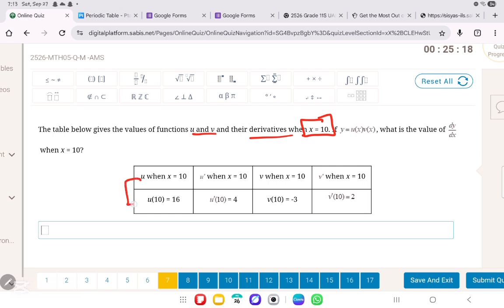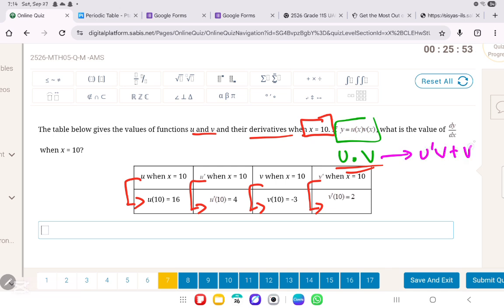When x is 10, u is 16. When x is 10, the derivative of u is 4. When x is 10, v is minus 3. When x is 10, the derivative of v is 2. Now they're telling us they want the derivative of u(x) v(x), so it's u times v, when x is equal to 10. So very simply, we know that when we're dealing with u times v, it's the same as this equation, u prime v plus v prime u. Perfect.